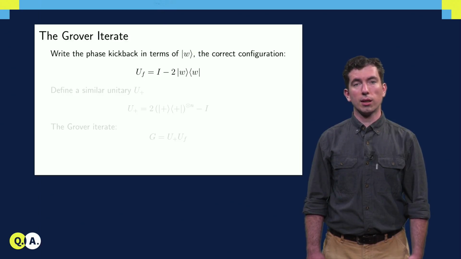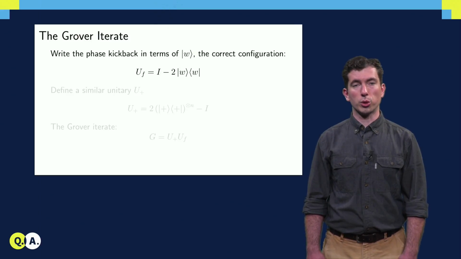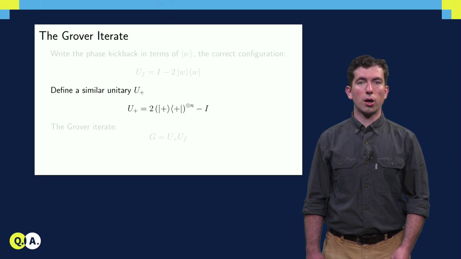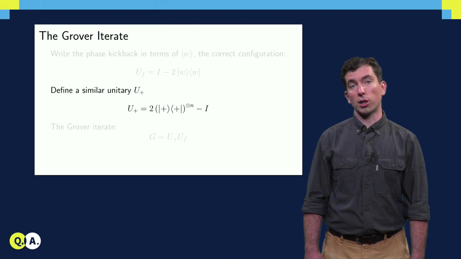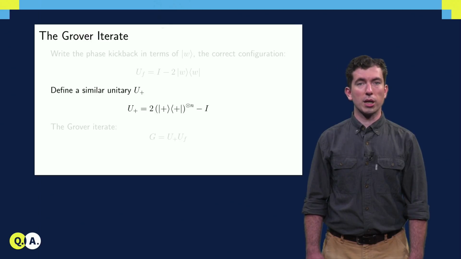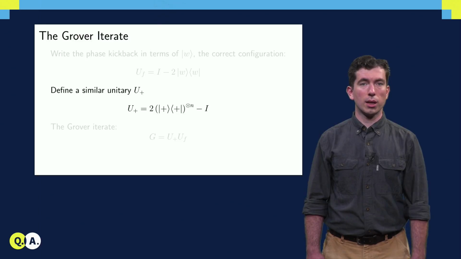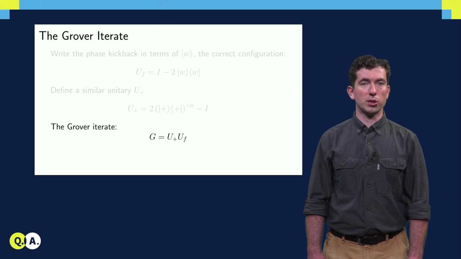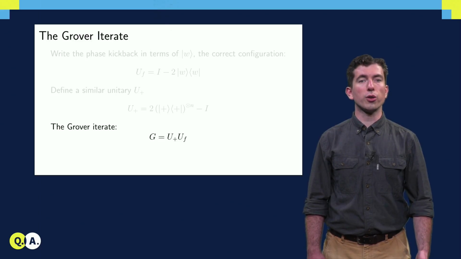If this is unclear, pause the video and take a moment to evaluate the action of this operator on the state W and on other states which are orthogonal to W. We can also define another unitary U+ that does almost the same thing, except that it acts as the identity on the all plus state and applies a -1 phase to any state orthogonal to the all plus state in the X basis. Now we're going to take the product of these two operators and call it the Grover Iterate G.